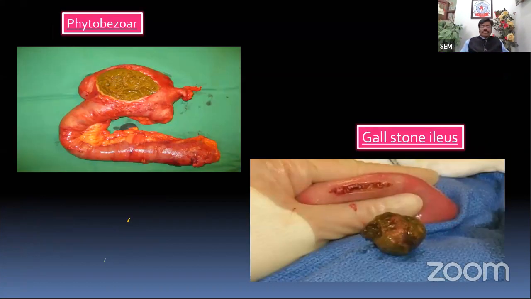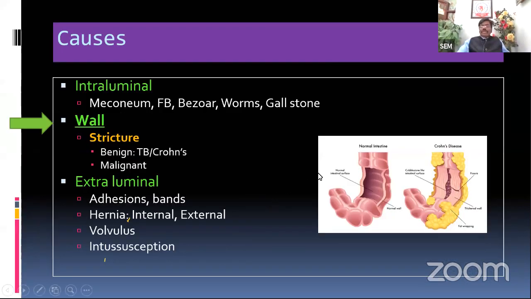Coming to the wall. Within the wall, it could be a benign or malignant stricture. Malignancy of the small bowel is rare. Take it from me, only rarely can you have carcinoid of the small bowel, or adenocarcinoma of the small bowel. They are very rare. You don't even see it. Only esophagus, stomach, then large bowel, because the transit time in the small bowel is so short. So there is nothing much happening as far as cancer is concerned in the small bowel. That is a peculiar observation. Okay.